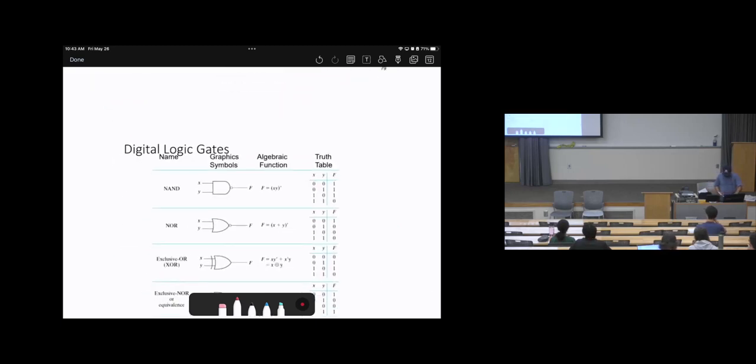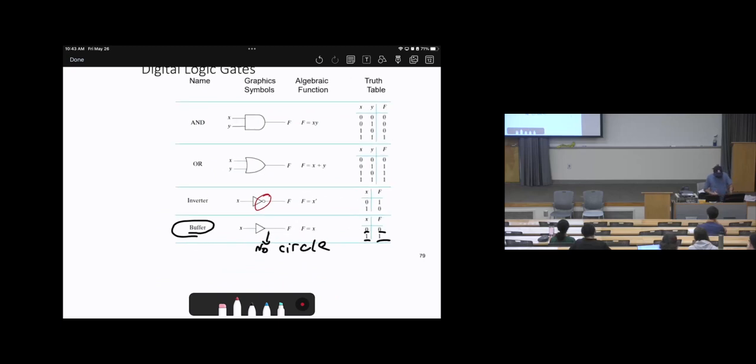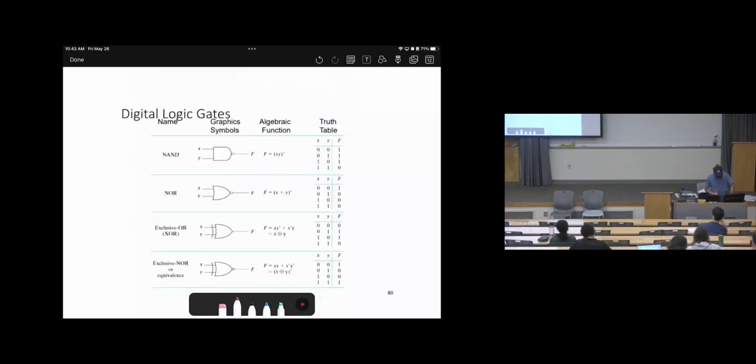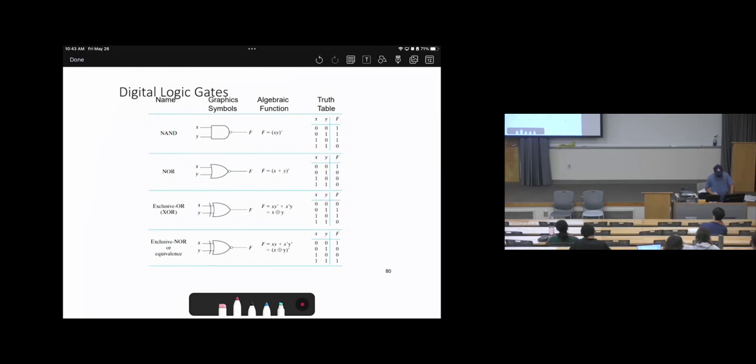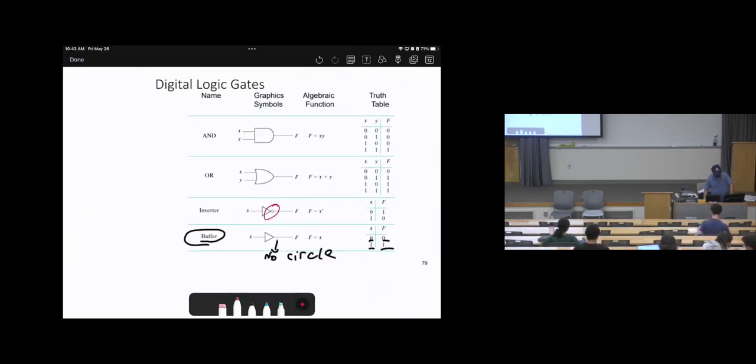So these are the 4 that I will cover today, and I will stop here because we will start the quiz. Then next lecture, I will start with the other digital logic gates so we can figure out how to use them. Thank you.